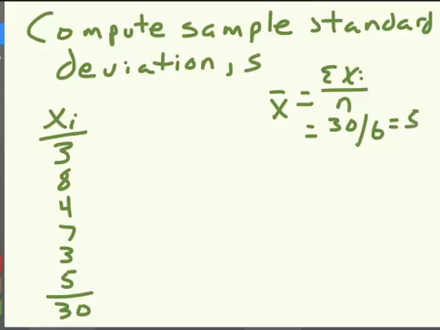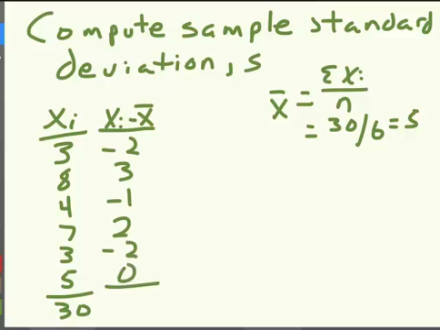To calculate the sample standard deviation, we'll start by getting the deviations of each value from the mean, or the difference between each value and the mean. We'll call that a deviation in statistics. So anyway, 3 minus 5 is minus 2. 8 minus 5 is 3. And that will always sum to be 0. That's the sum of the deviations is always equal to 0.